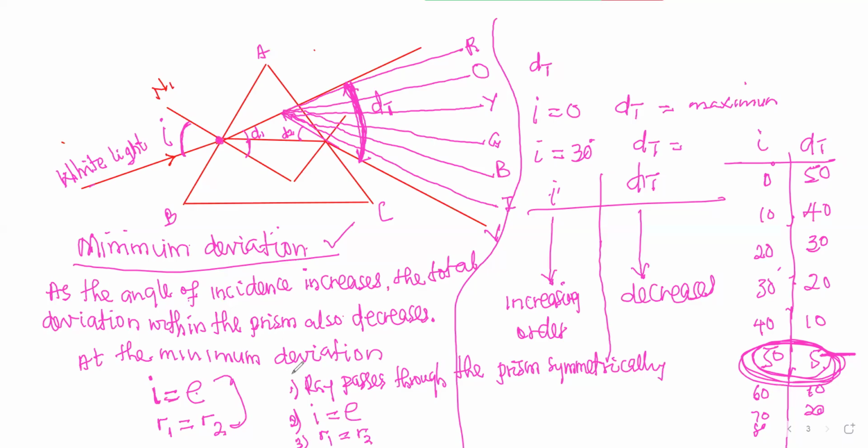Very, very examinable point. State what happens at the minimum deviation when a ray of light passes through a triangular prism. One, the ray passes through the prism symmetrically. Two, the angle of incidence is equal to the angle of emergence. And three, the first angle of refraction is equal to the second angle of refraction.